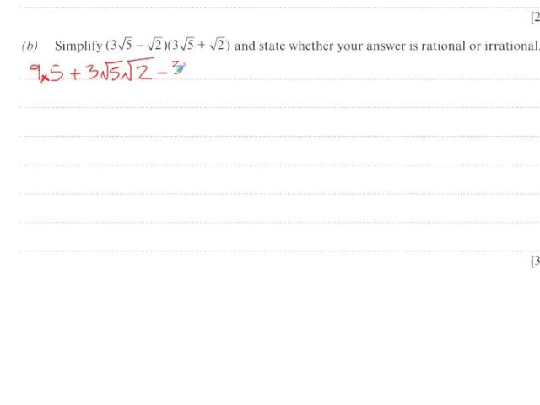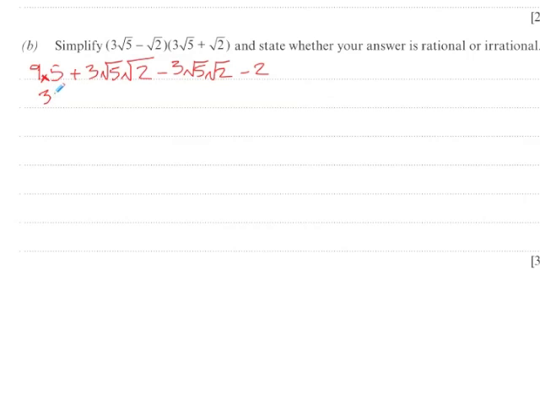That's the same as saying 3 times the square root of 5 times the square root of 2. And minus the square root of 2 times the square root of 2. A minus and plus gives a minus, so we've got minus 2. So I hope you can see that the square root of 2 times the square root of 2 is 2 basically, and you've got a minus and a plus, so that's minus 2.